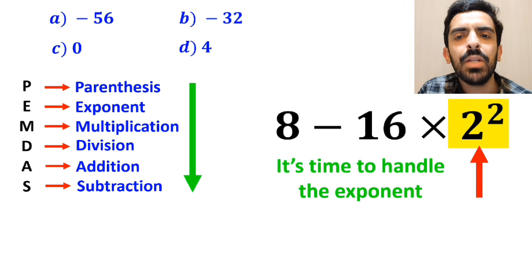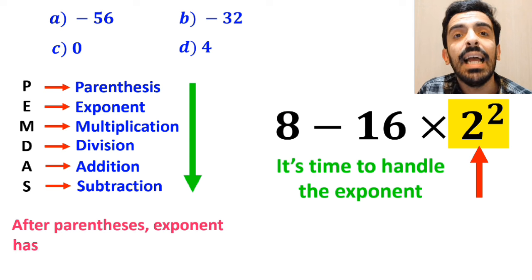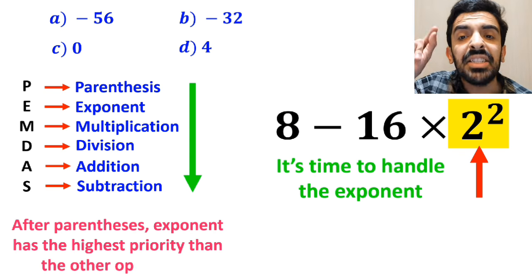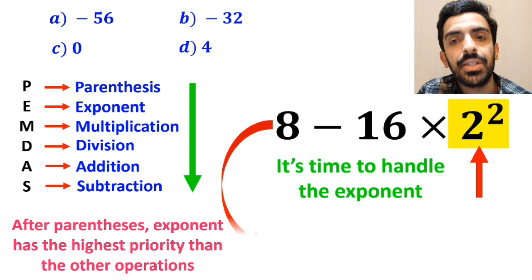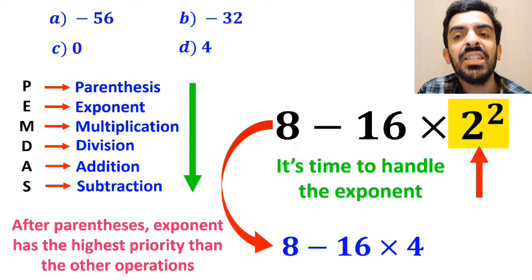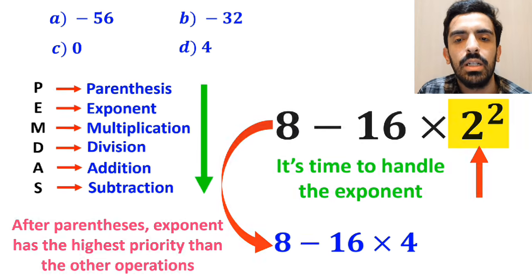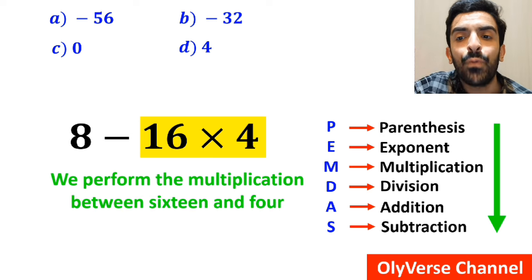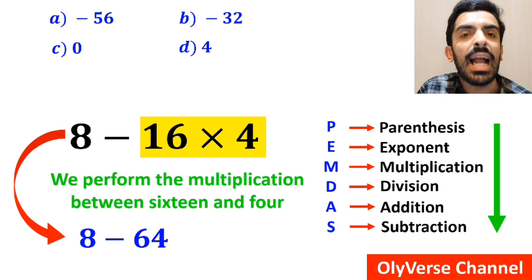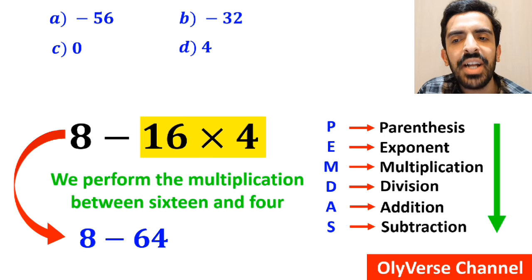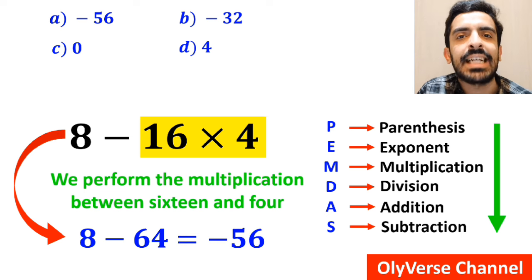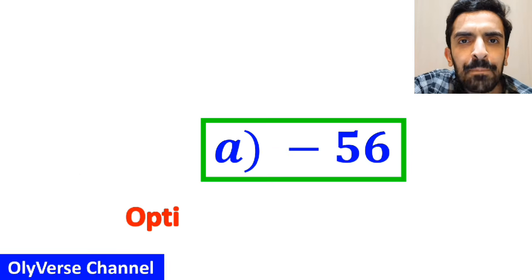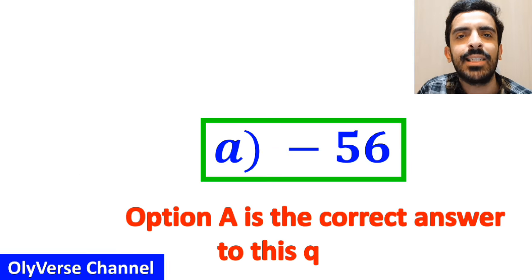And in the following step, it's time to handle the exponent. Because according to the PEMDAS rule, after parentheses, exponents have higher priority than the other operations. So, this expression becomes 8 minus 16 multiplied by 4. And in the final step, we perform the multiplication between 16 and 4 and simplify this expression to 8 minus 64, which finally gives us the answer negative 56. Therefore, option A is the correct answer to this question.